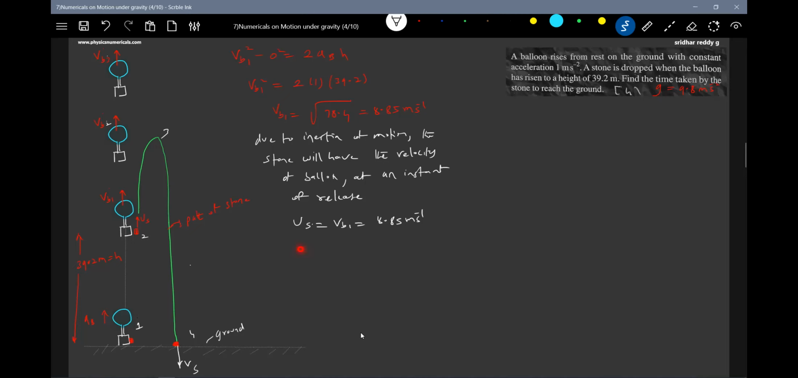So what is the time of flight of the stone? It will be minus H is equal to UT, time taken to move from 2 to 4, plus minus half g t squared. The same formula: minus H equal to UT plus half a t squared. So this will be minus 39.2 equals 8.85 T24, and g will be 9.8.